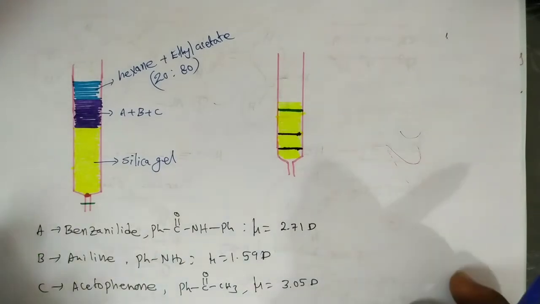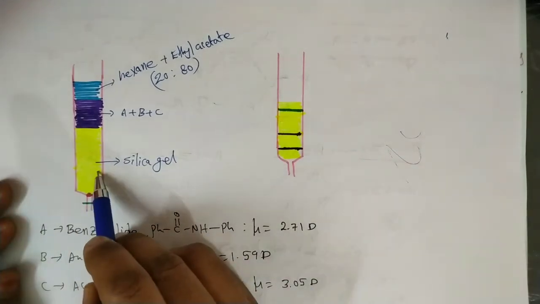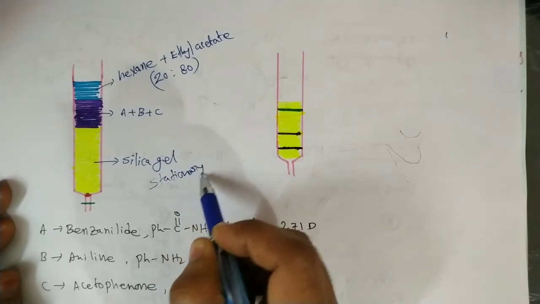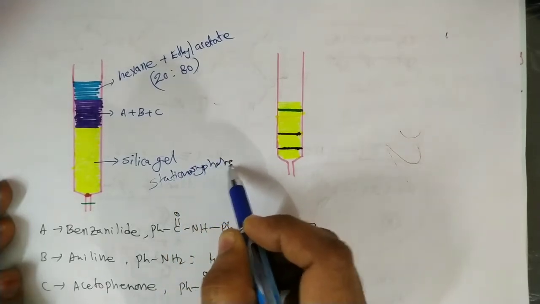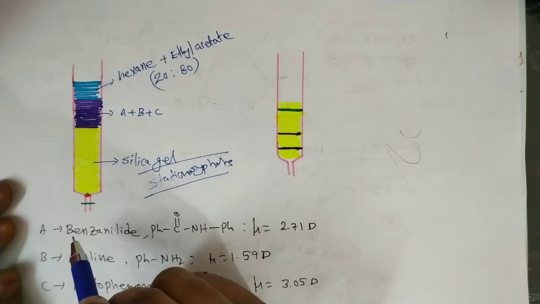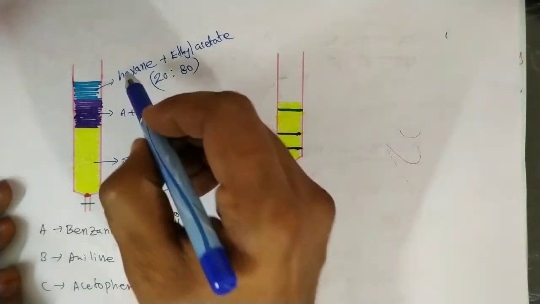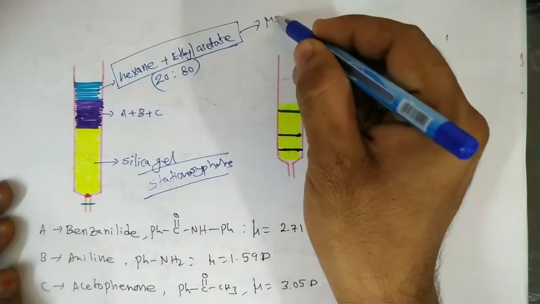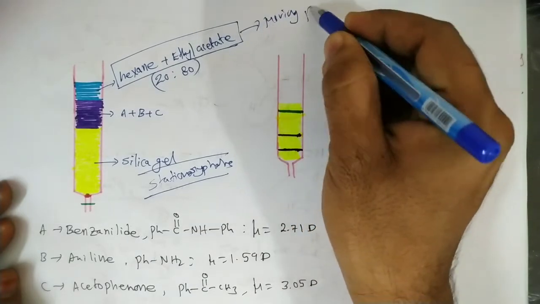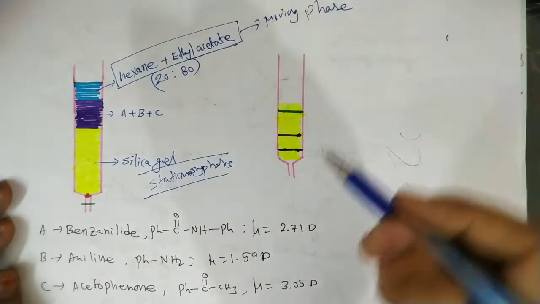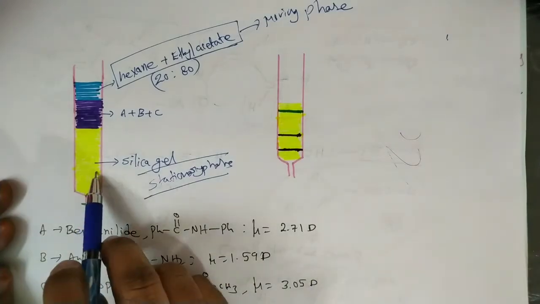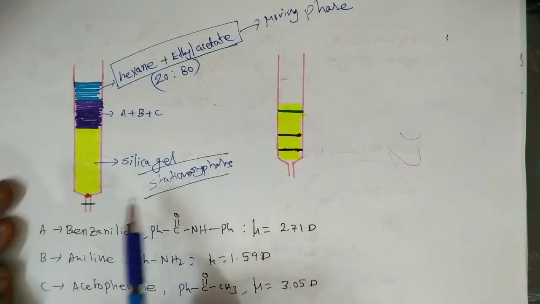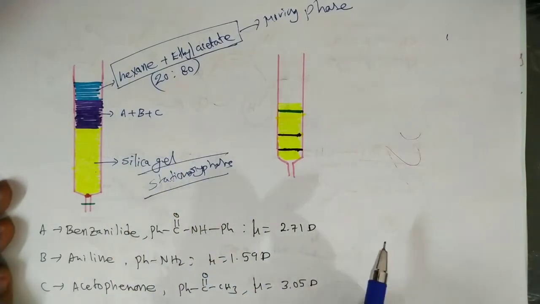So here in this case, the column is filled with silica gel. It is the stationary phase. Column chromatography contains two phases, the stationary phase and the moving phase. Here the hexane and ethyl acetate solvent is the moving phase. So now here is silica gel, and here is the mixture of compounds A plus B plus C. Here A is benzylamide, B is aniline and C is acetophenone.